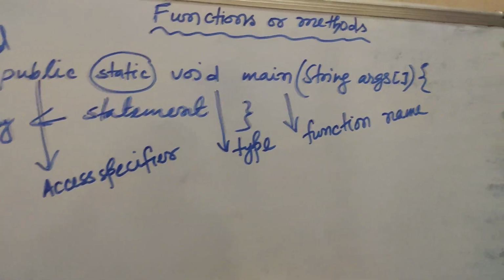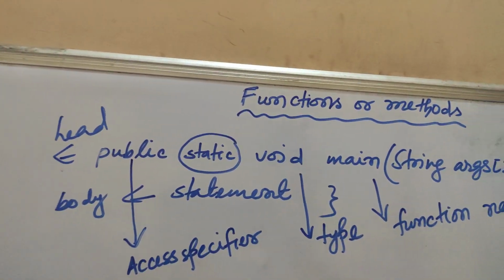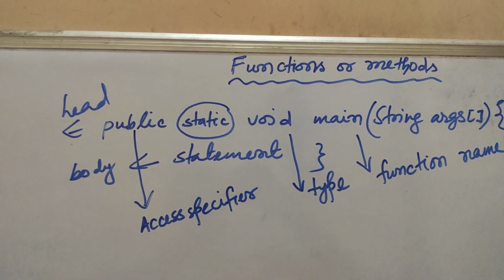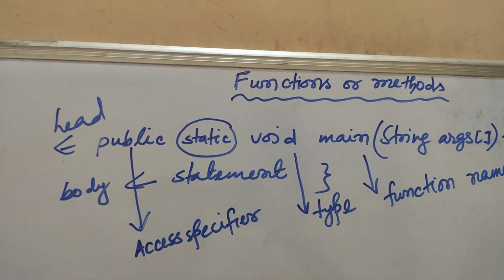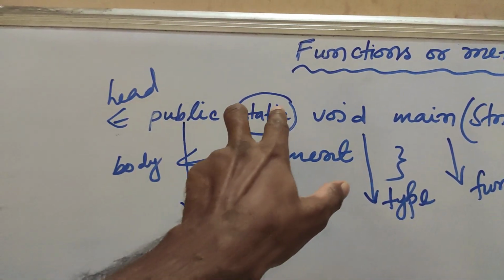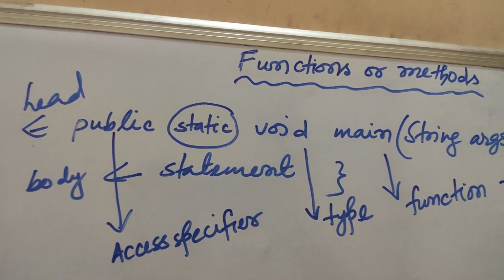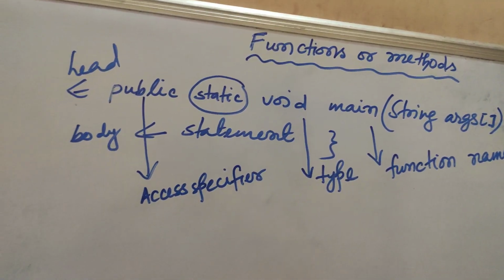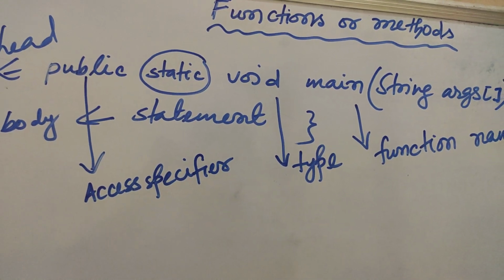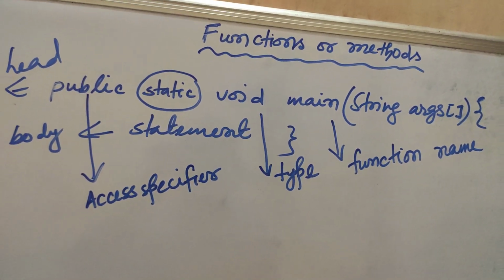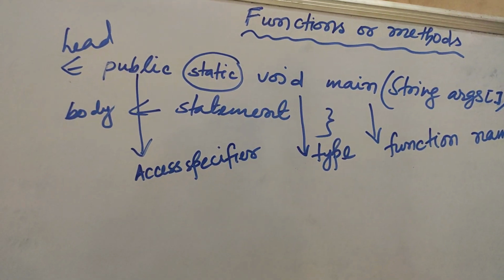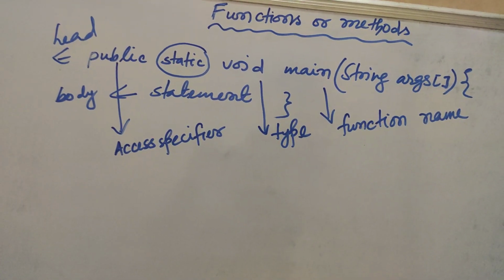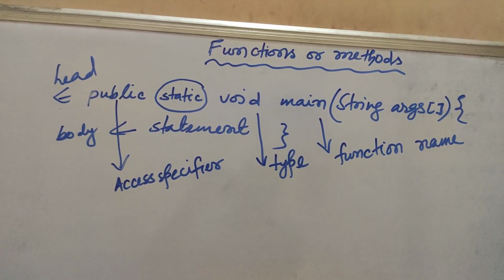Sometimes we can give a modifier for the function. Modifier means you cannot change that function name. As a modifier we can give final, after the access specifier, instead of static. The final keyword means you cannot change the function name. So if the function is public, then we can call it from another class.